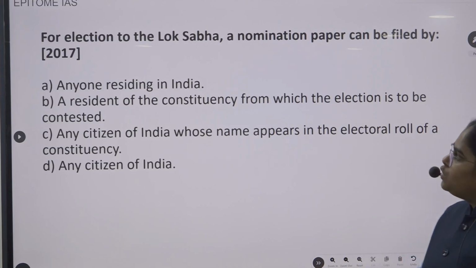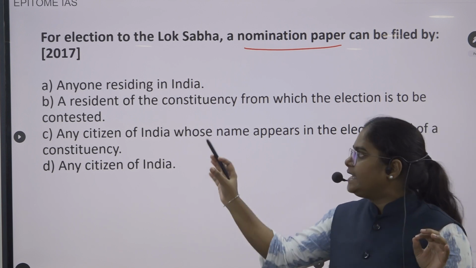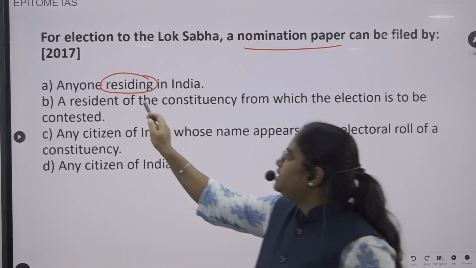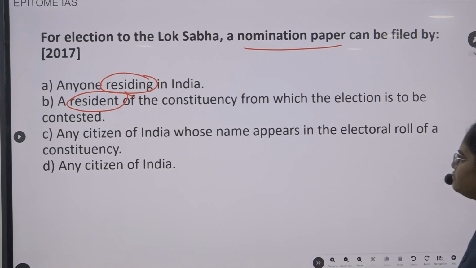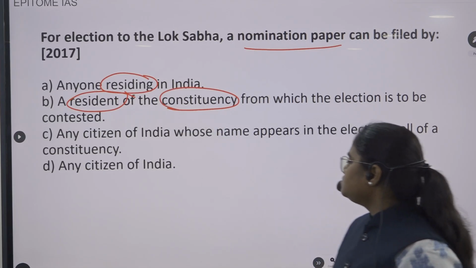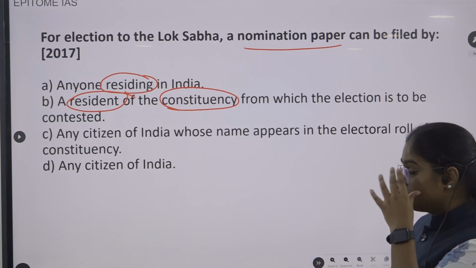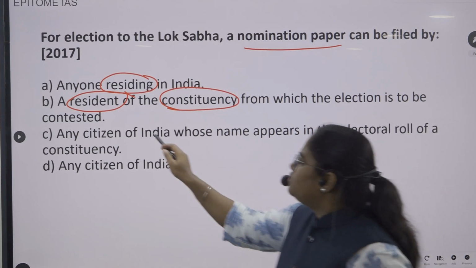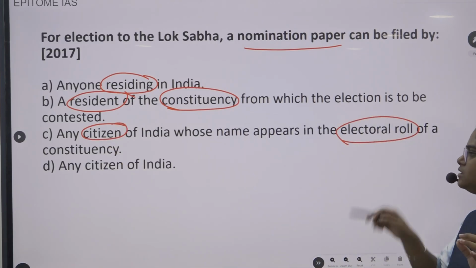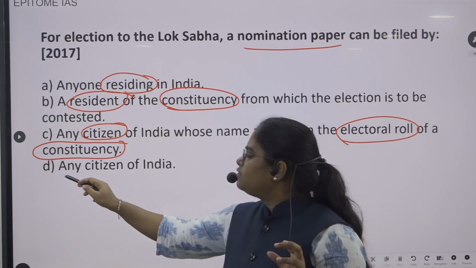For an election of Lok Sabha, a nomination paper can be filed by: option A, anyone residing in India. Option B, a resident of the constituency from which the election is to be contested. Option C, any citizen of India whose name appears in the electoral roll of a constituency. And option D, any citizen of India.